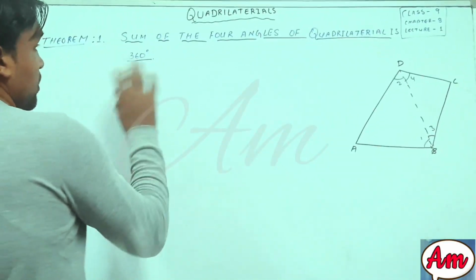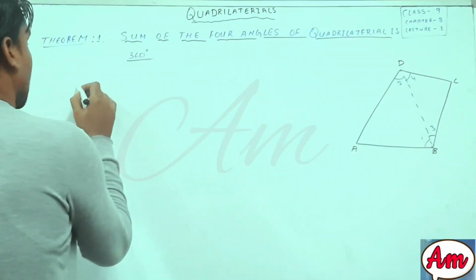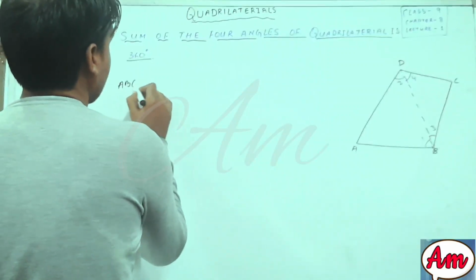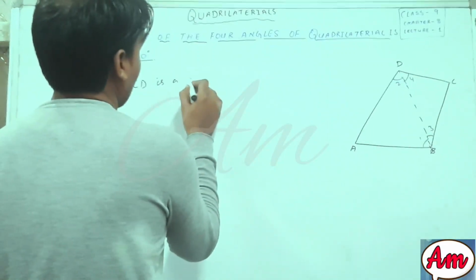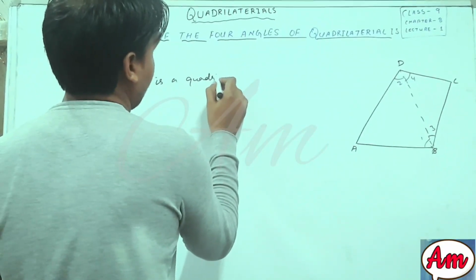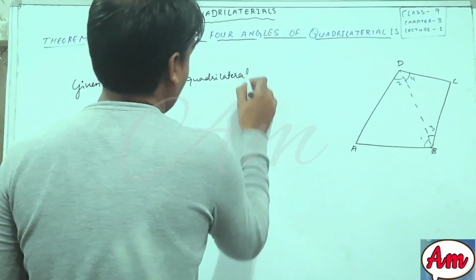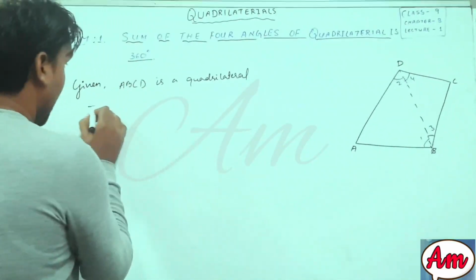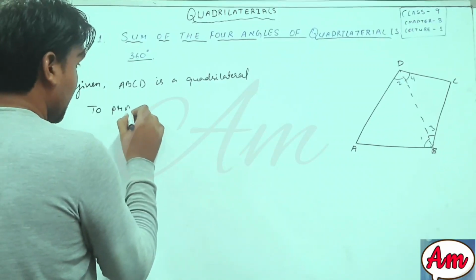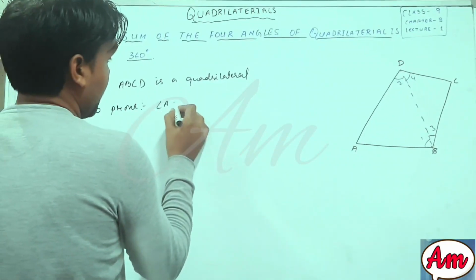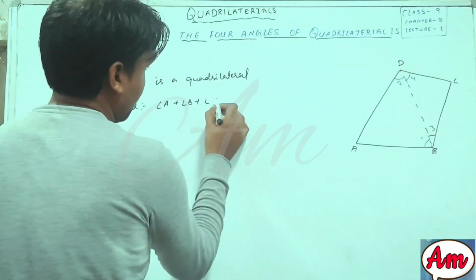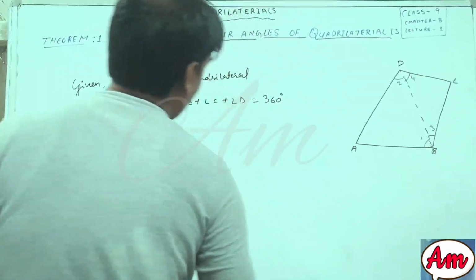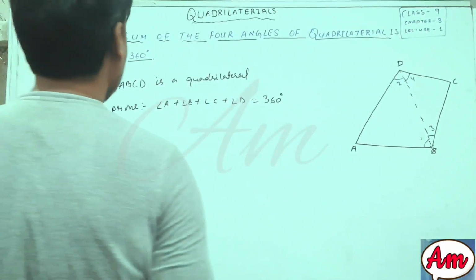So first of all, to start with, we will write here 'Given': ABCD is a quadrilateral. Okay, so it is given ABCD is a quadrilateral. To prove, what do we have to prove? We have to prove that angle A plus angle B plus angle C plus angle D equals 360 degrees. That is what we are going to prove.